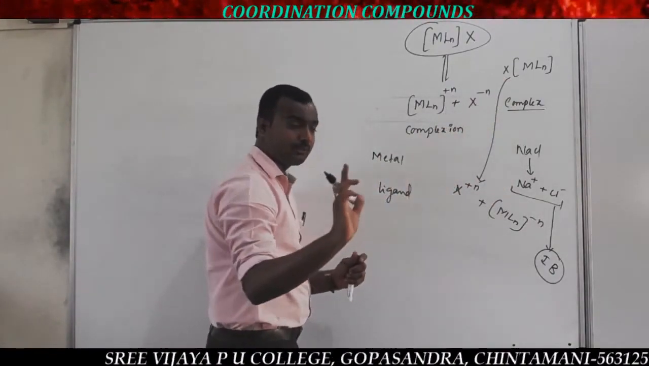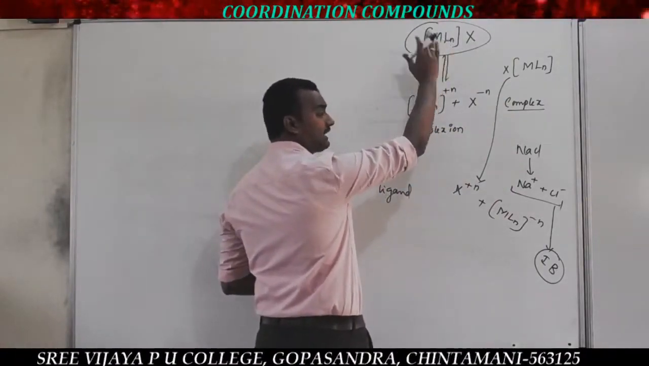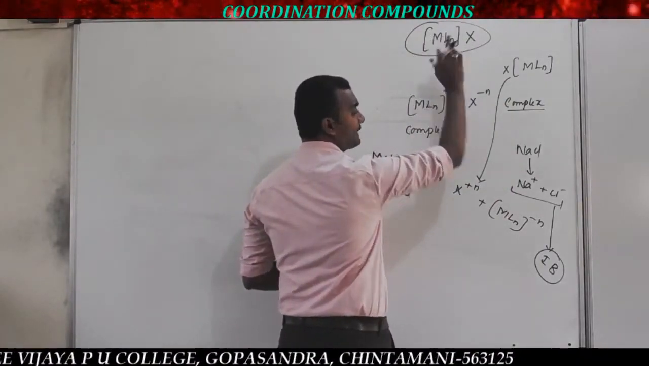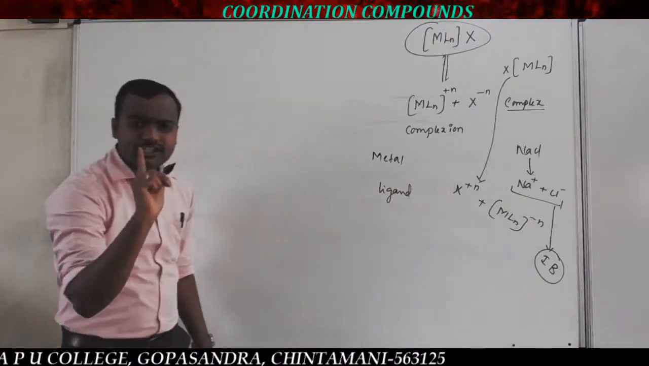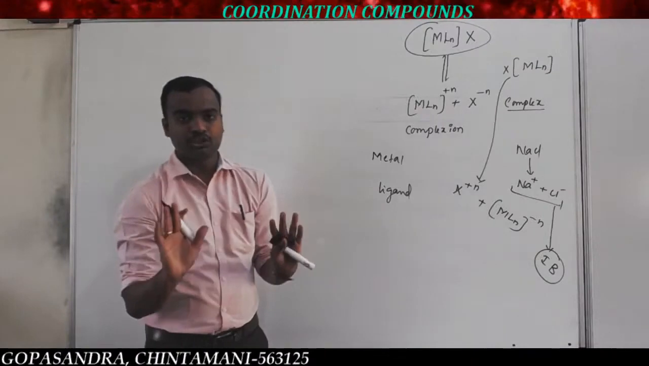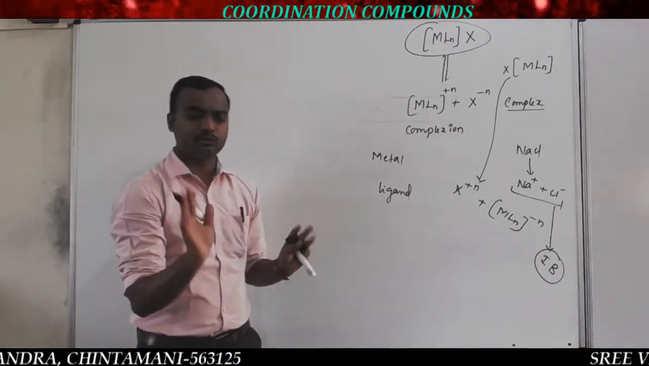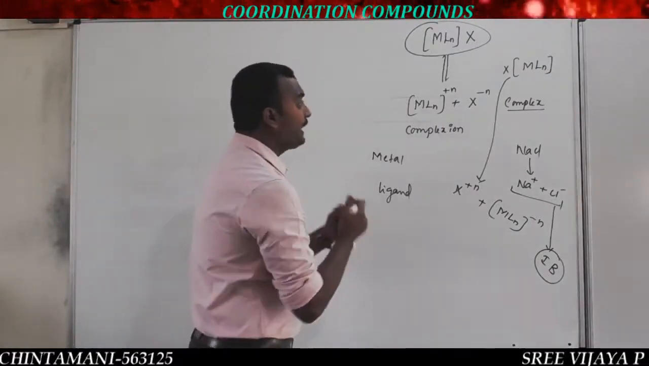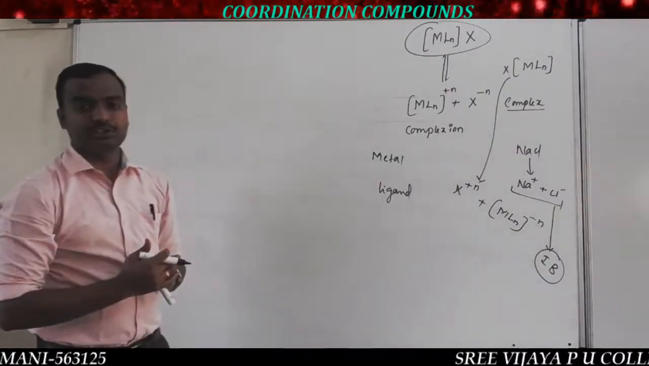ಅಂಡ್ ಒನ್ ಮೋರ್ ಥಿಂಗ್ ಯು ಹ್ಯಾವ್ ಟು ರಿಮೆಂಬರ್, ಒಂದು ಕಾಂಪ್ಲೆಕ್ಸ್ ಅಥವಾ ಇನಾರ್ಗಾನಿಕ್ ಈ ಟೈಪ್ ಸಾಲ್ಟ್ ಅಲ್ಲಿ ಎರಡೂ ಸಹ ಸಿಂಪಲ್ ions ಬರಕ್ಕೆ ಚಾನ್ಸ್ ಇಲ್ಲ. ಅಟ್ ಲೀಸ್ಟ್ ಒಂದು ಕಾಂಪ್ಲೆಕ್ಸ್ ion ಬರಲೇಬೇಕು ಅಥವಾ ಎರಡು ಕಾಂಪ್ಲೆಕ್ಸ್ ion ಆಗಿರ್ಬೋದು, ಒಂದು ಪಾಸಿಟಿವ್ ಆಗಿರ್ಬೋದು ಇನ್ನೊಂದು ನೆಗೆಟಿವ್, ಎರಡು ಕಾಂಪ್ಲೆಕ್ಸ್ ion ಆಗಿರ್ಬೋದು. That is also taken as salt. And why they are called as complexes or coordination compounds?